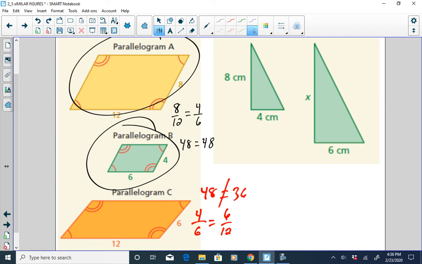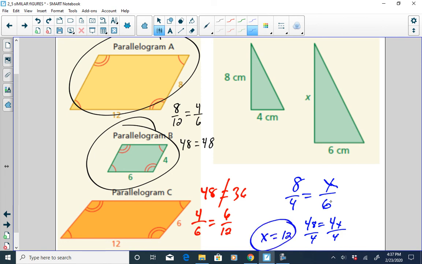Okay, let's try our triangles. Let's do 8 to 4. Right, if I use 8 to 4, is that the same as x to 6? Cross multiply. 6 times 8 is 48. 4 times x is 4x. When we divide both sides by 4, x is going to be equal to 12 here. Right, and we see that, because 8 is 2 times 4, 12 is 2 times 6.